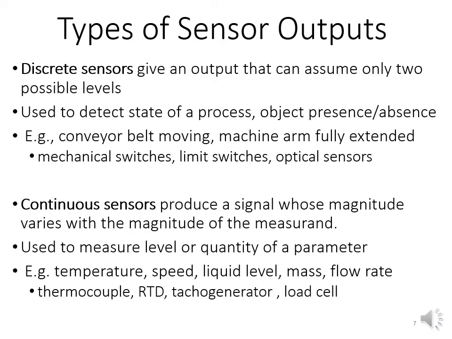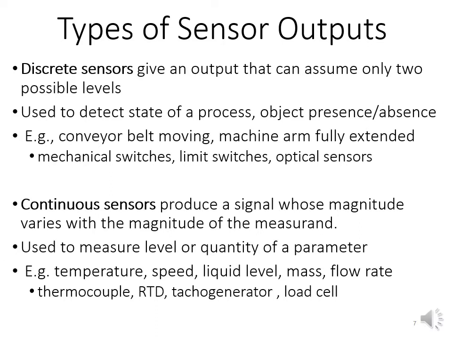We can use such sensors, for example, to detect whether a conveyor belt is moving or not, whether a machine arm is fully extended or not. Examples of sensors that can be used include mechanical switches, limit switches, and optical sensors.